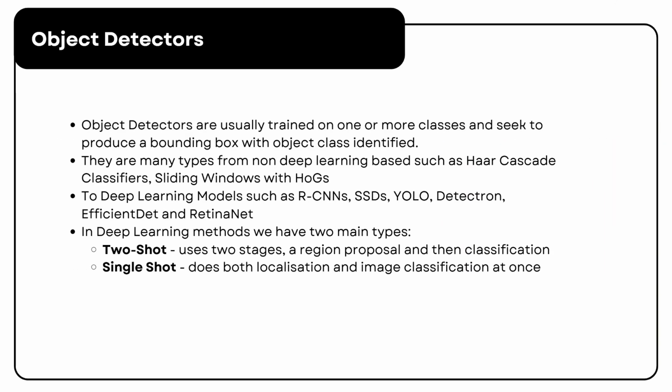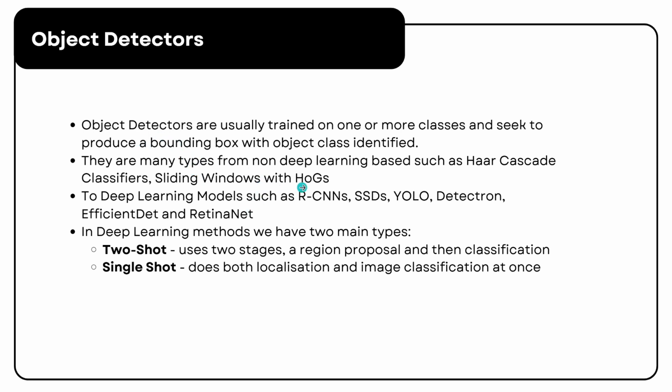Okay, next, now that we understand what object detection does, let's look at the actual models, or object detectors, that make it happen. At a high level, object detectors are trained to identify one or more object classes and draw a bounding box around each object along with its class label, like person, dog, or a car. There are many types of object detectors.